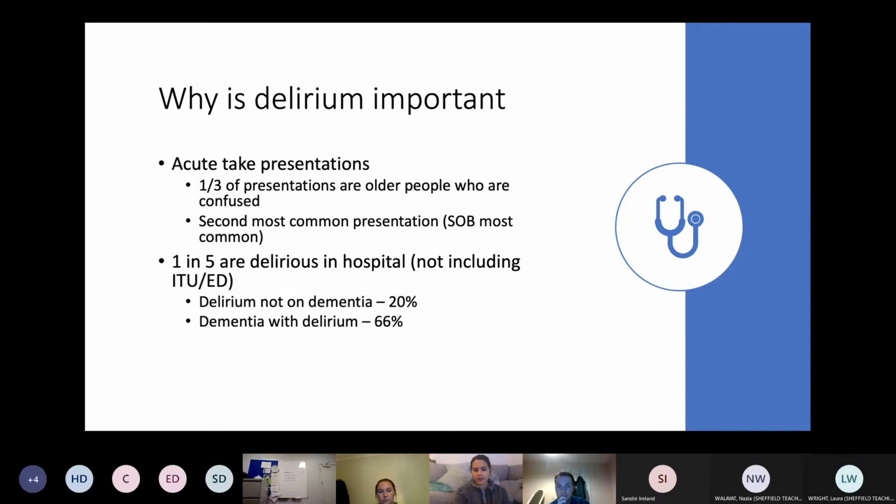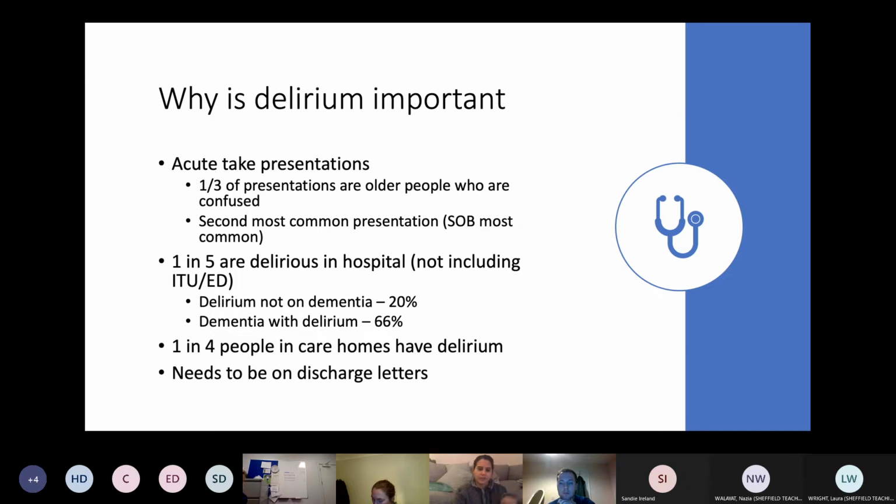1 in 5 patients in hospital are delirious, and that doesn't include people in ITU or ED. Of those, 20% are delirium without dementia, but the rest, 66%, are dementia with delirium added on. And 1 in 4 people in care homes have delirium.